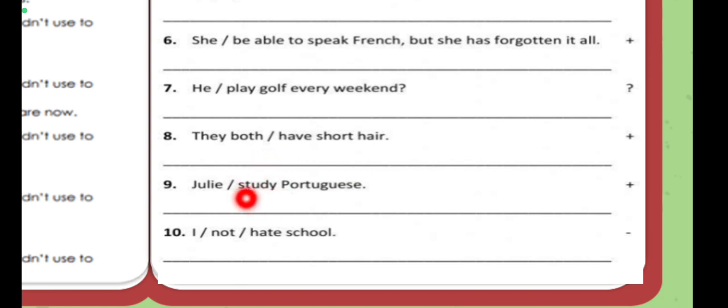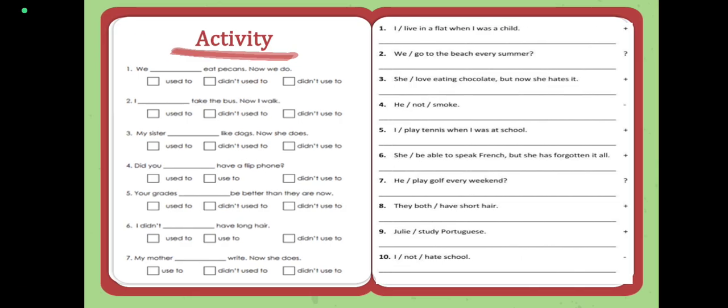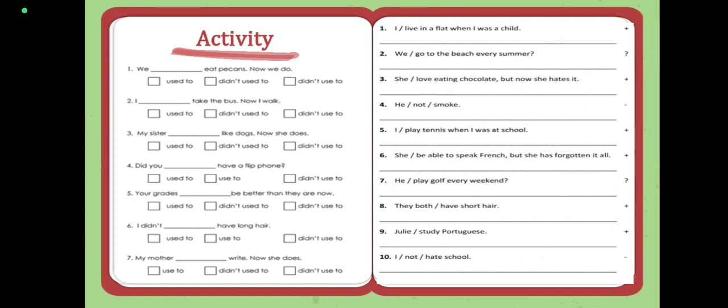This one is study, but a shall sound in the first syllable. It is like an open study. Study. Okay. Great. And this one is Portuguese. Portuguese. Okay, you got it. Thank you, teacher. Anytime. So, do you have any questions?